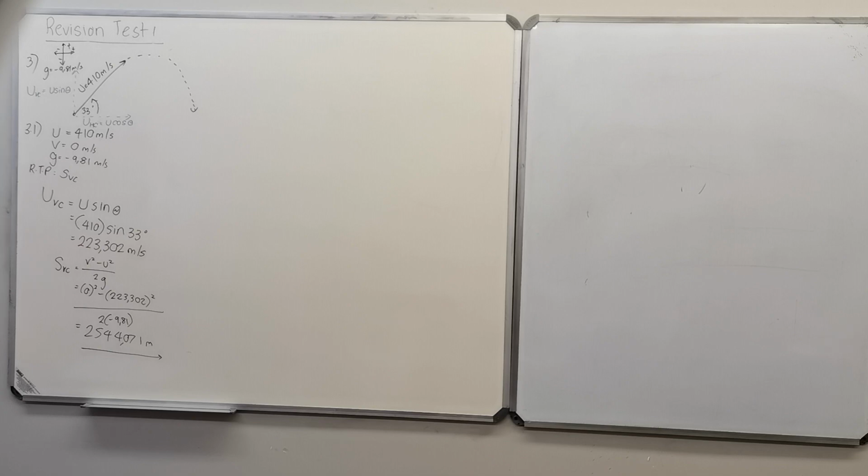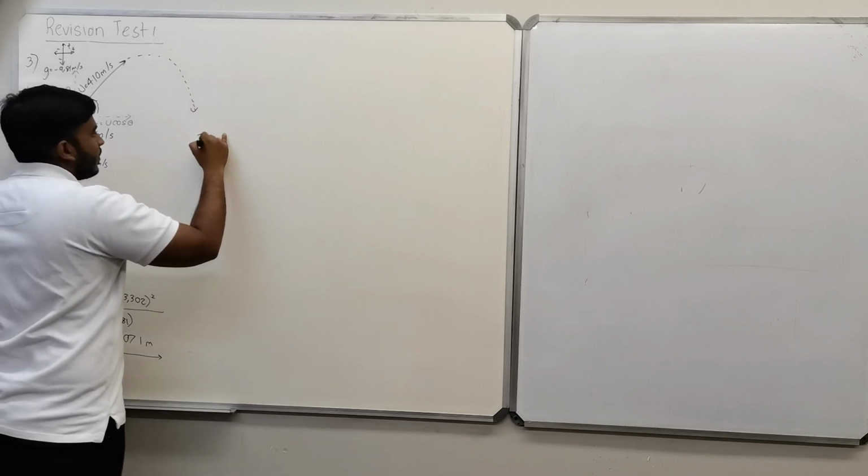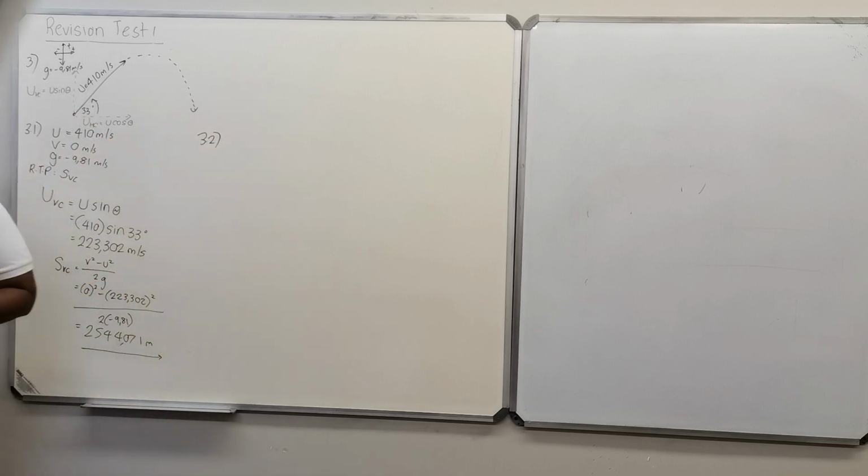Okay? Fine. Then 3.2. They want to know the horizontal displacement when the bullet hits the ground. Calculate the horizontal displacement when the bullet hits the ground. How do we do that?